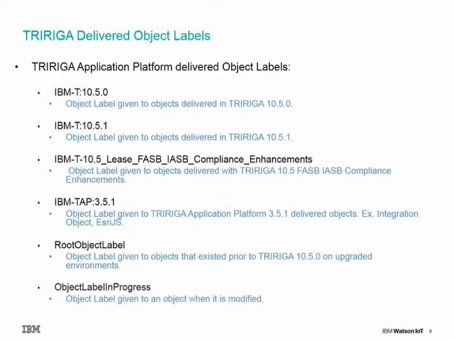IBM-TAP:3.5.1. This is the object label given to TRIRIGA Application Platform 3.5.1 delivered objects. Examples of these kinds of delivered objects are integration object and Esri.js. Root object label. This is the object label given to objects that existed prior to TRIRIGA 10.5.0 on upgraded environments. And then finally, object label in progress. This is the object label given to an object when it is modified.